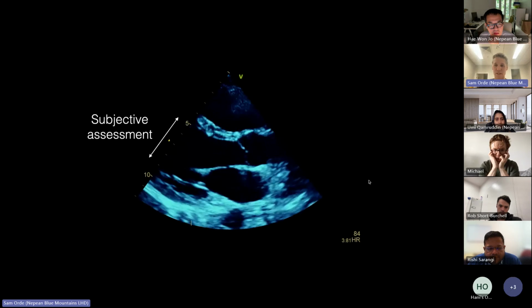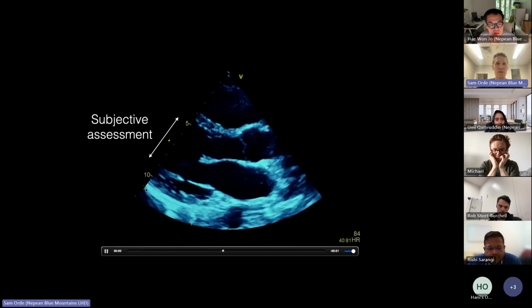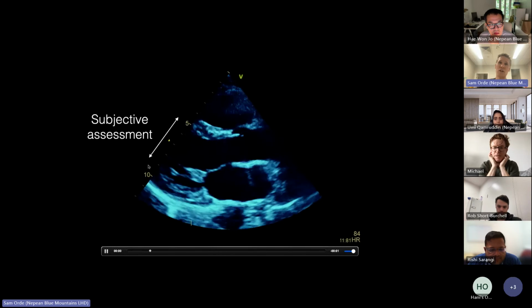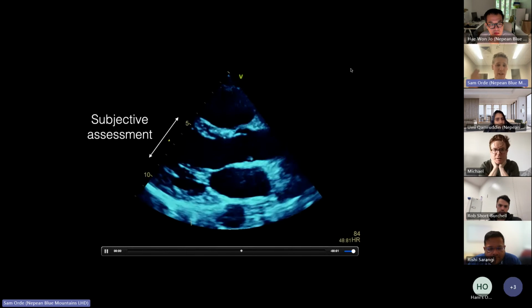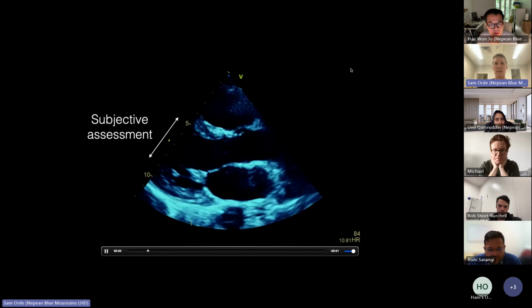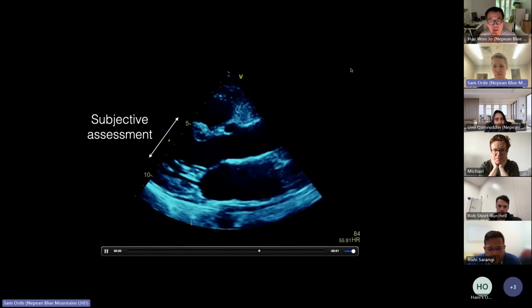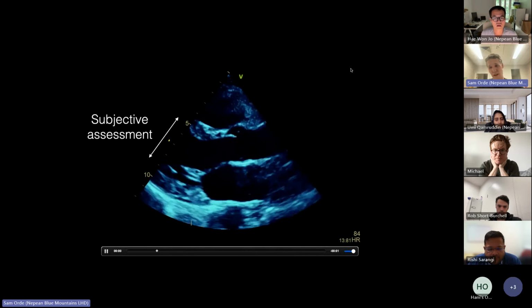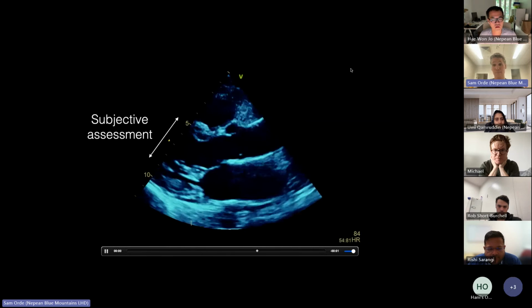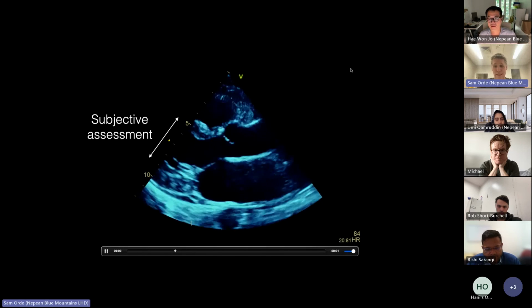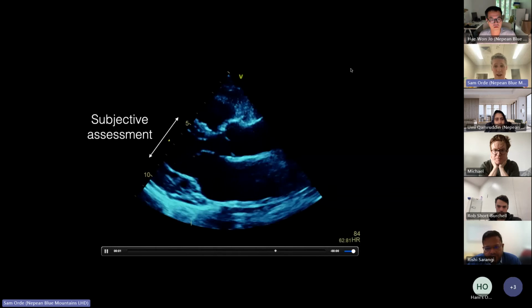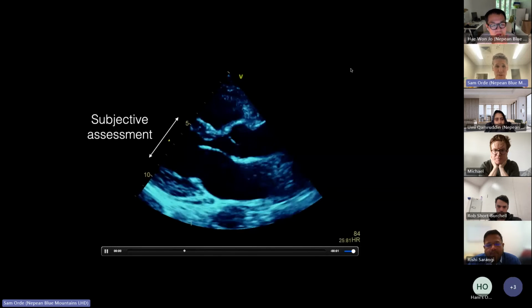You've got centimeters written down the side of your echo image. Can you see my mouse, by the way? Yeah. So you've got centimeters down the side of your echo image. You can estimate it. I use something like 5.5 centimeters. If it's bigger than that, I might start doing some measurements. If it clearly looks bigger than 6.5 for men, that is a significantly dilated left ventricle.